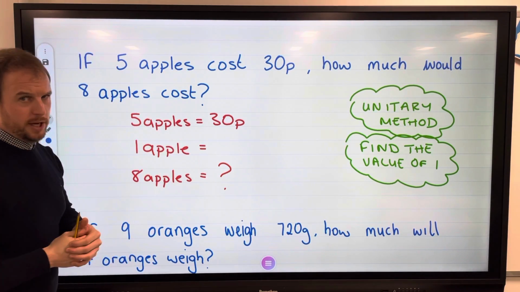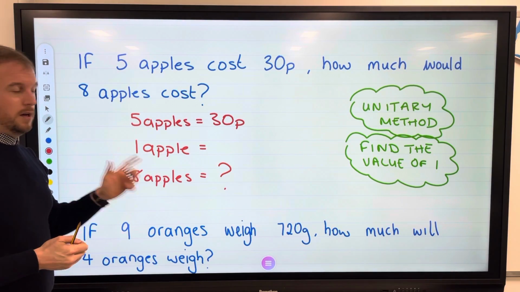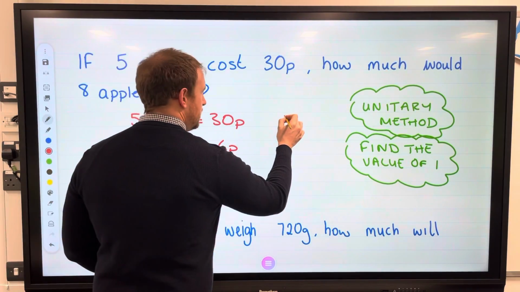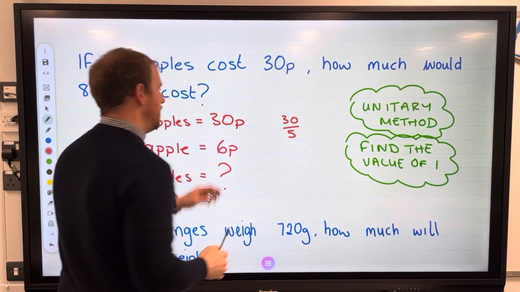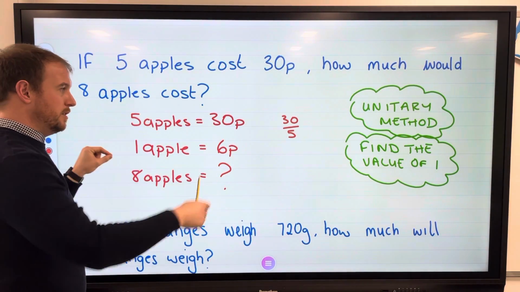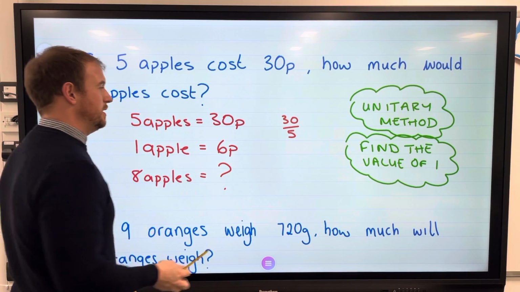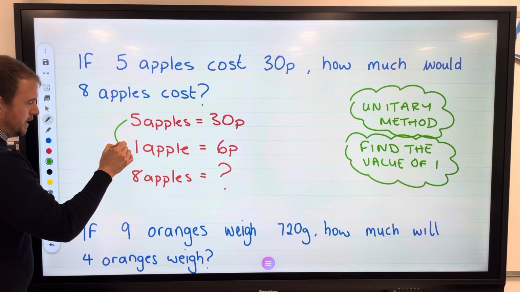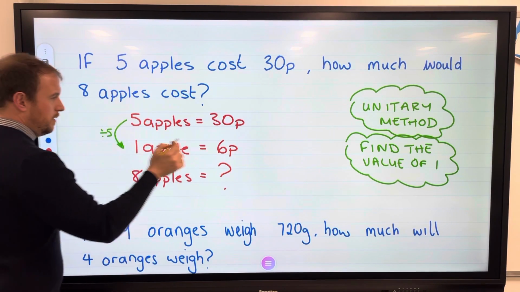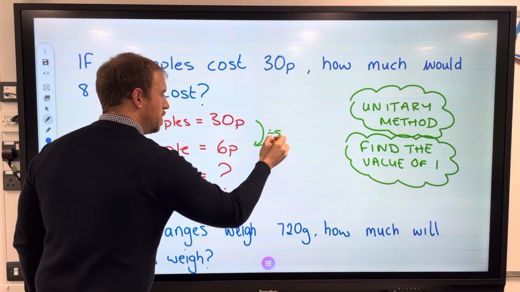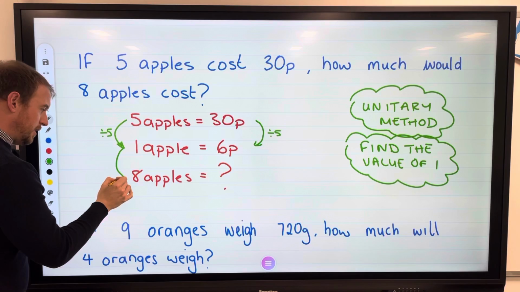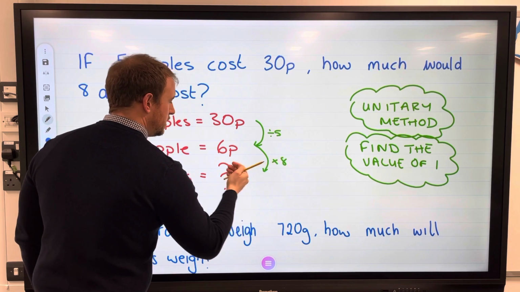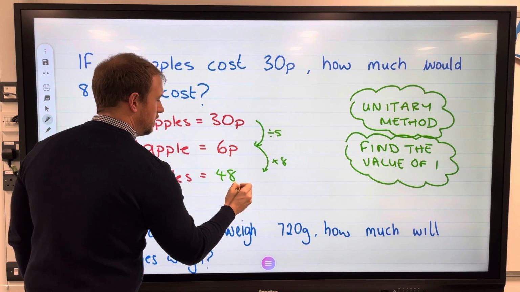So if 5 apples are 30p, then 1 apple must be 6p. The way I got that, I did 30 divided by 5. 30p, share it between the 5 apples. That means each apple is worth 6p. So what we've done, we have divided by 5. Once I've got the value of 1, then I just multiply that by 8. 6 times 8 is 48.